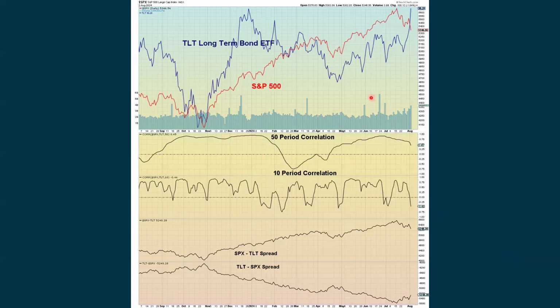And so we're looking at the relationship between the long-term bond ETF and the S&P. Well, you can see up here, the red line, that's the S&P, is going down as the long-term bond ETF is going up. Okay, and so the longer-term correlation is dropping off, and the short-term correlation is actually, they're having a tendency to go in opposite directions right now.